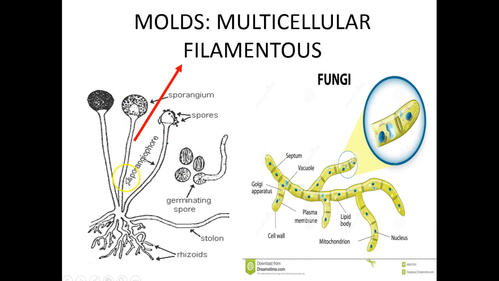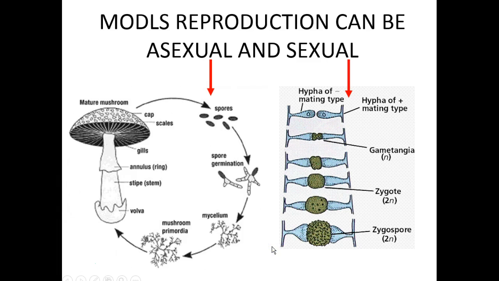This is a depiction of a mold. Molds are made of complex structures, notably the filaments called hypha. These complex structures are made of many cells. Each of these cells has a cell wall. Most molds can reproduce by means of asexual reproduction techniques or sexual reproduction techniques.